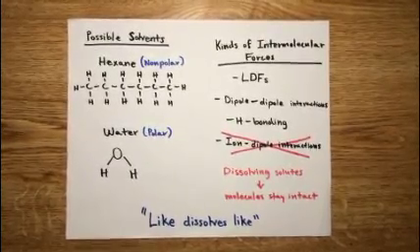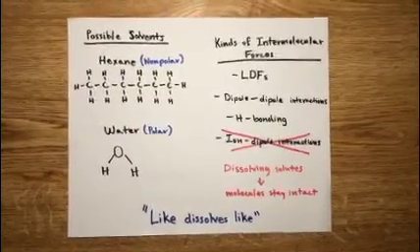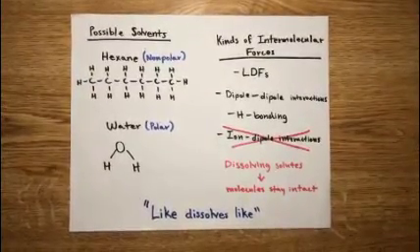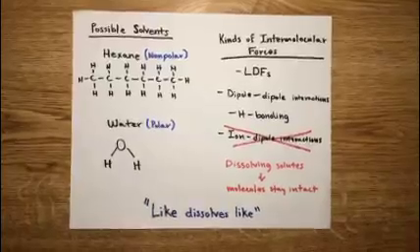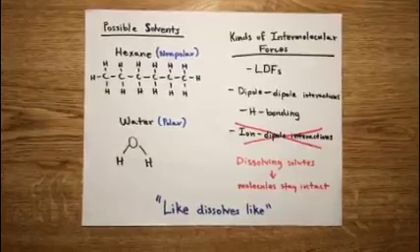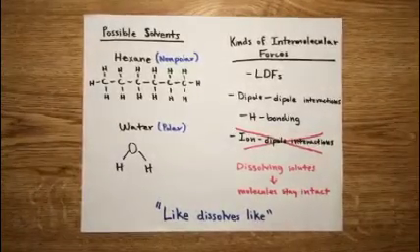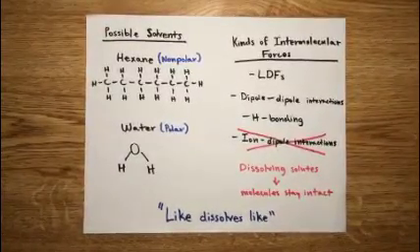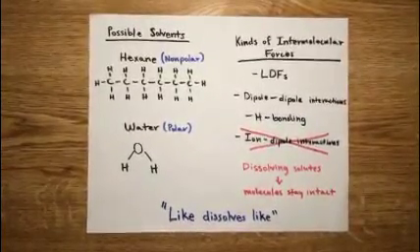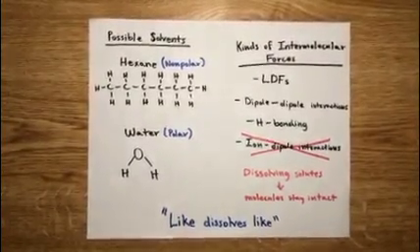Here's some background information that's going to help us solve the problem. Our two possible solvents here are hexane, which is a nonpolar, long-chain hydrocarbon, and water, which is a small polar molecule. The kinds of intermolecular forces we can see are London dispersion forces, or LDFs, which is the intermolecular force between nonpolar molecules, dipole-dipole interactions, which is intermolecular force between polar molecules, and hydrogen bonding, which is a special type of dipole-dipole interaction that occurs during the binding of hydrogen with oxygen, fluorine, or nitrogen.